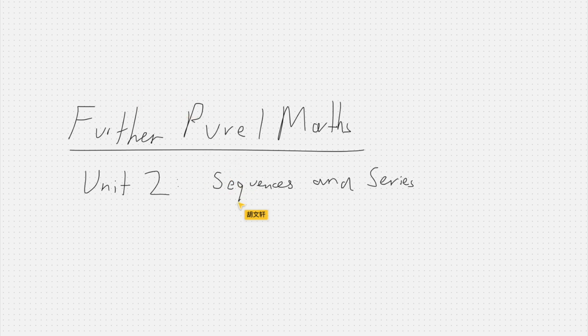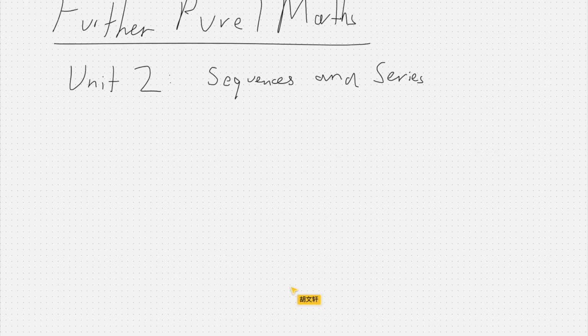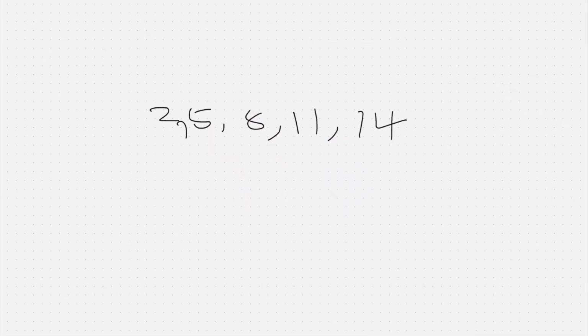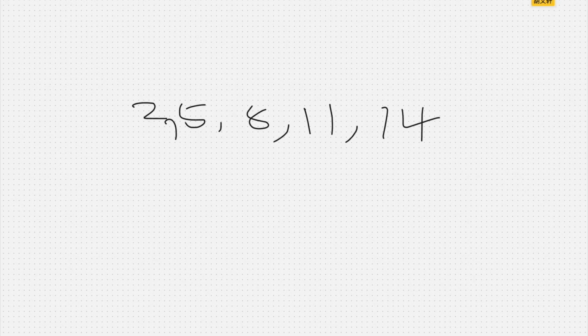So, what is a sequence? A sequence is just an ordered list of numbers that follow a certain rule. For example, the sequence 2, 5, 8, 11, and 14. See how each number increases by 3? That's the rule behind the sequence.